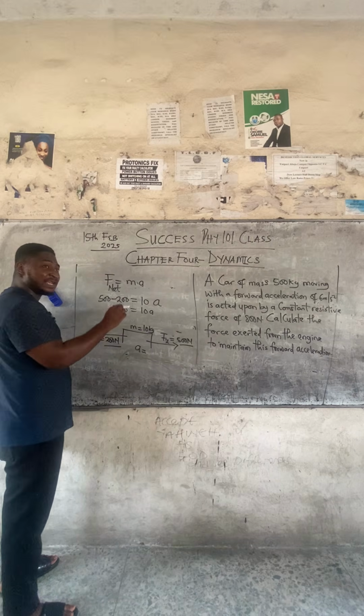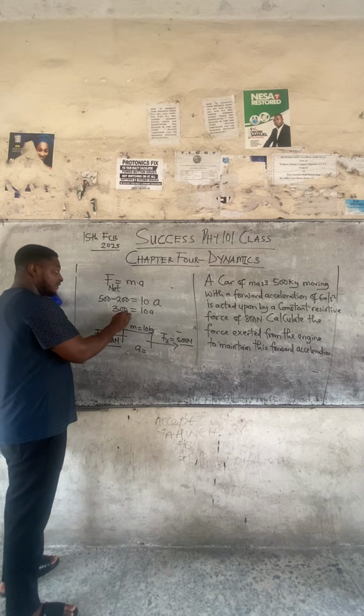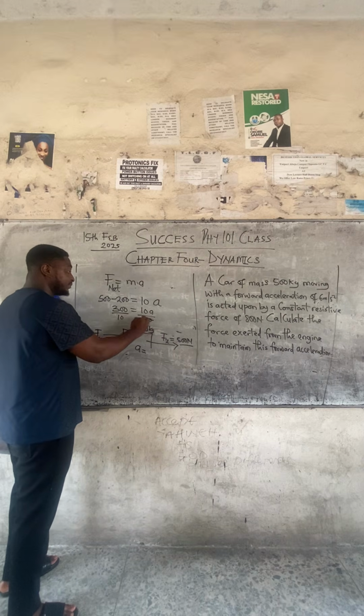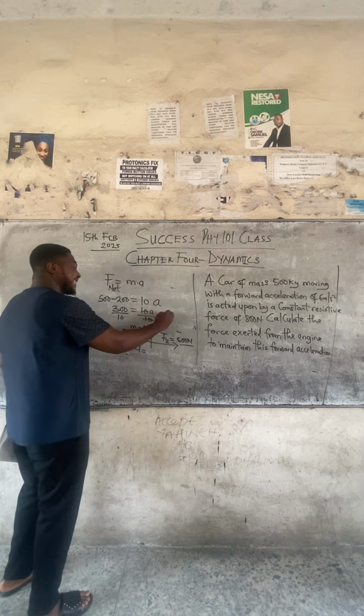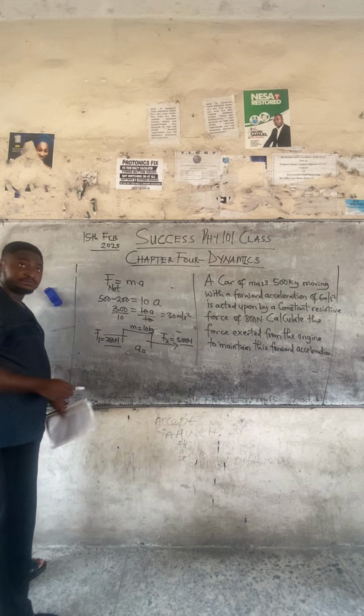If you use 200 only, you see your answer in the option. But it's the relation of 500 and 200 that gives you 300. Divide both sides by 10, so that a is 300 over 10. That gives you 30 meters per second squared. Class, that's the acceleration produced by this body.